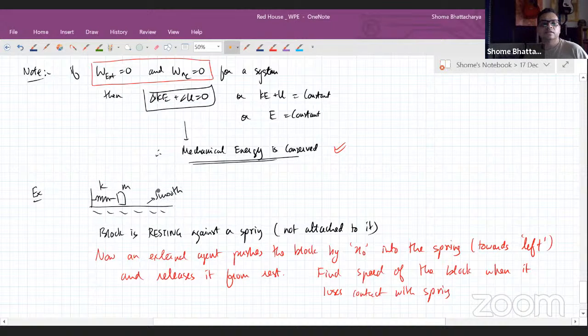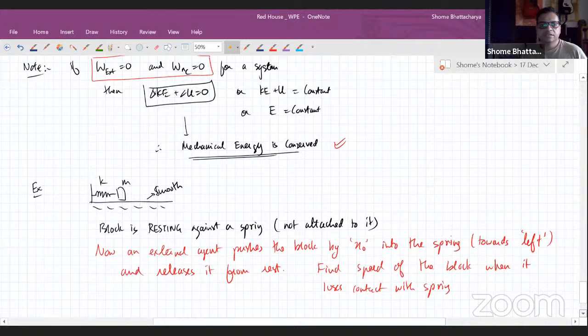Now we can see here that from the time the external agent releases the block till the time the block has left the spring with some kinetic energy, if you think of the system consisting of the block plus the spring, then what is happening? Mechanical energy is conserved because the external agent has released it, so he's not doing any work, and there's no friction, so there's no non-conservative force. So only the spring force is doing work, and the spring force is which type of force? An internal conservative force. So it will not be considered on the work done side, it will be considered on the potential energy side.